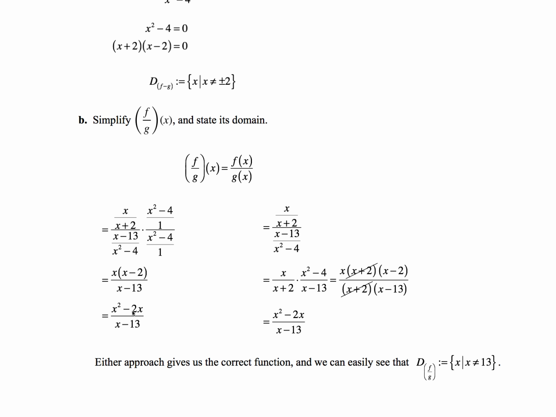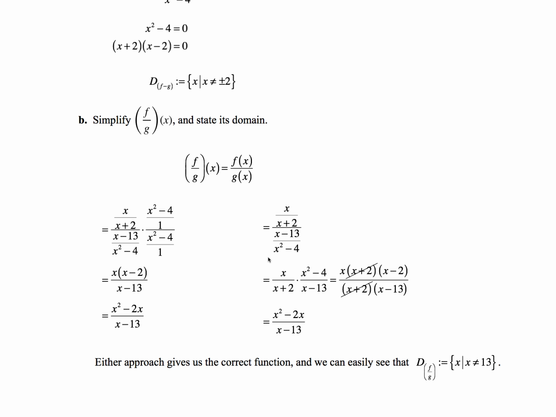So x times x minus 2 is x squared minus 2x, but that is not important, because the important part is the denominator here shows us that 13 cannot be in this domain. So it is the one excluded value. All other real numbers are in that domain.